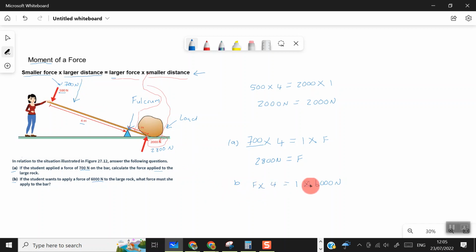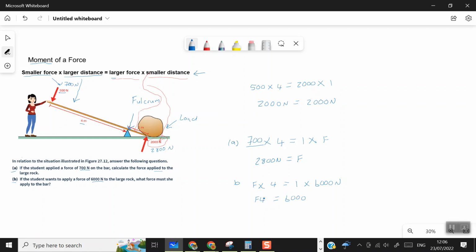So we just write it out like this. The small force, F, that's what we're trying to find out, multiplied by the larger distance, which is still the same, 4, is equal to 1 multiplied by 6,000 newtons, which is what we want to get at the end. So again, we just work it out. F multiplied by 4 is just going to be F4, is equal to 1 multiplied by 6,000.